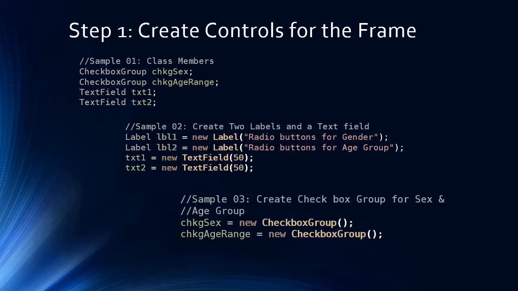After this, here we create our checkbox group. The class name is CheckboxGroup, which comes from the java.awt package, and this is the class instance we use to group our checkboxes. There are two groups we are creating. One is for defining the sex and another one is for defining the age range.